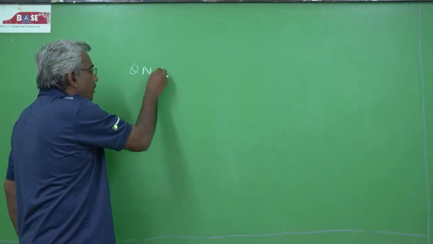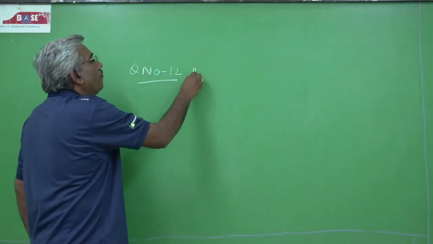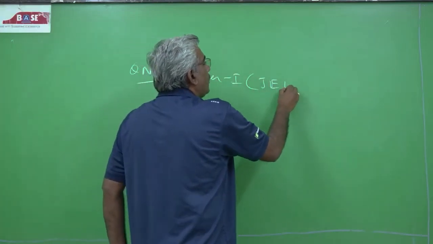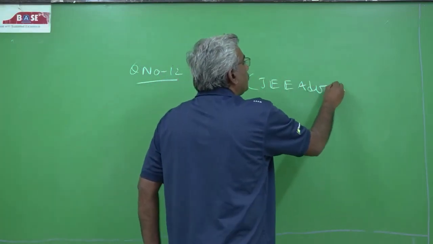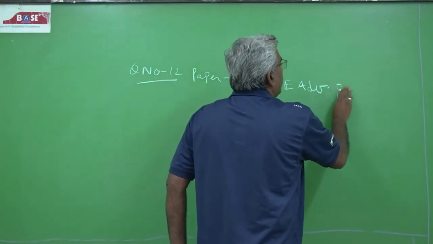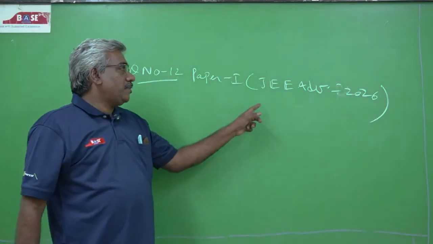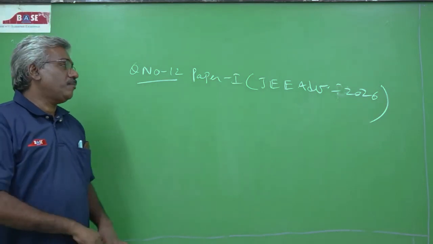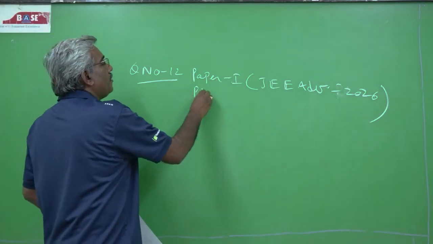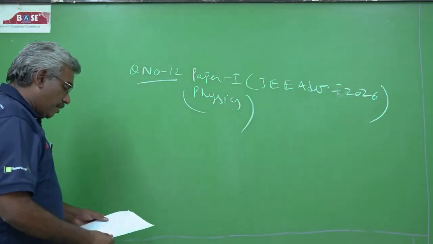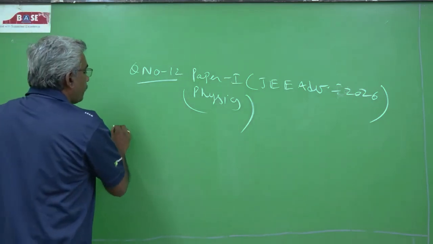Question number 12, paper 1, JEE Advanced 2026. Alright, JEE Advanced 2026, paper 1, question number 12, physics. Okay, so this is the given data for us.